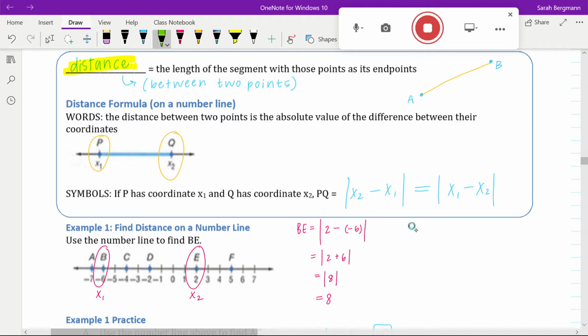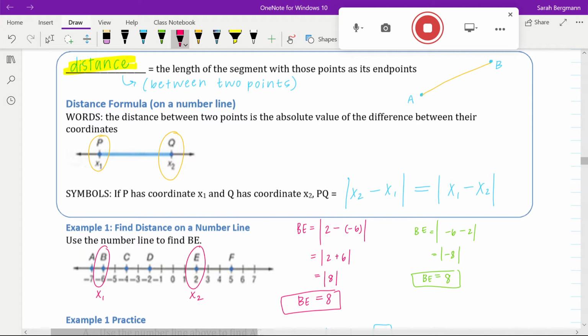You can also use the other formula, x1 minus x2. So in that case, you would have negative 6 minus 2. That gives you the absolute value of negative 8. Negative 8 is 8 units away from 0. So either way, either formula, you will get the same answer. The length of segment BE is 8 units.